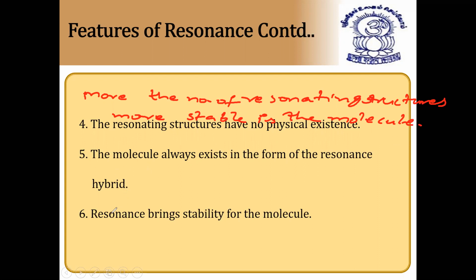Based on this, they can ask in competitive exams a statement like this. They'll give three or four compounds and ask which of the following is most stable. For example, if compound one has two resonating structures and compound two has three, then compound two has more stability than compound one, because as the number of resonating structures increases, the stability also increases. So we have to see how many resonating structures it has.